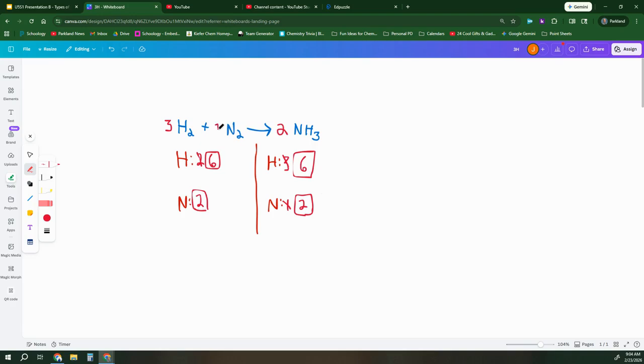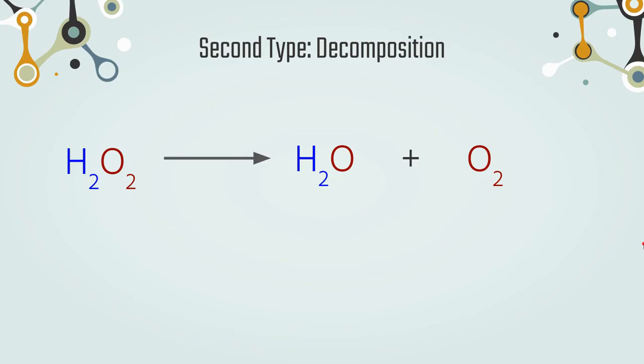I could, again, put a 1 here in front of that nitrogen to remind myself I have 1 of it, but I'm going to leave it blank. And this is our balanced equation for this synthesis reaction. Next up, we have decomposition reactions.